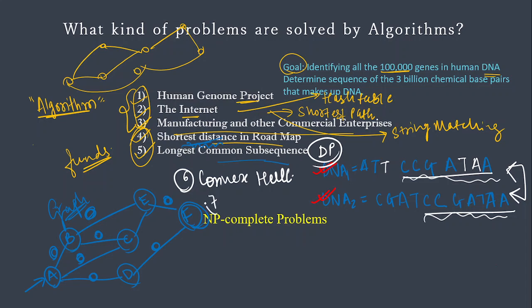Then the seventh problem, or one more problem if you want, you can search for topological sorting. You can get n number of applications from topological sorting. It is one of the most famous problems and has many applications. Yes, so this is about what kind of problems are solved by algorithms.